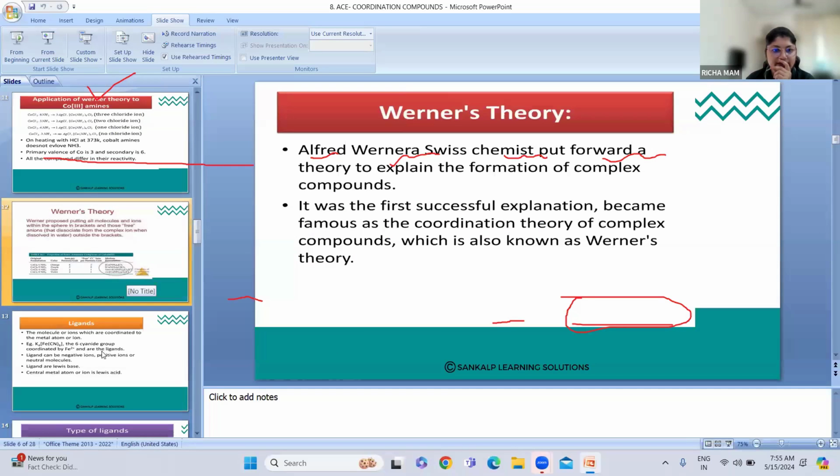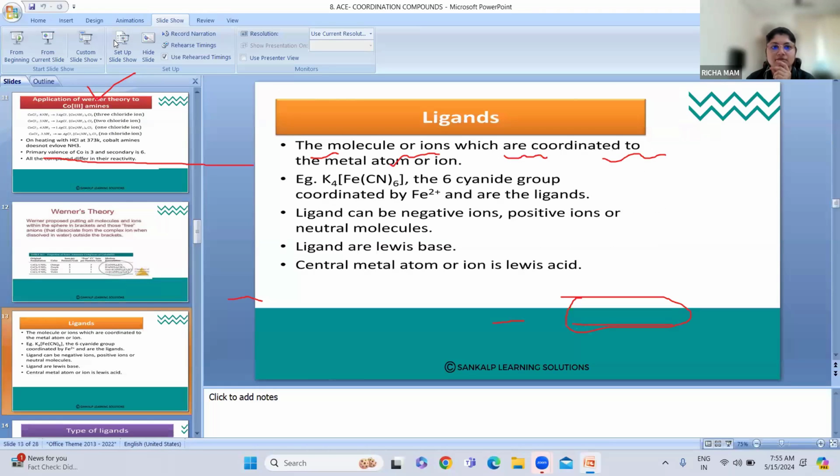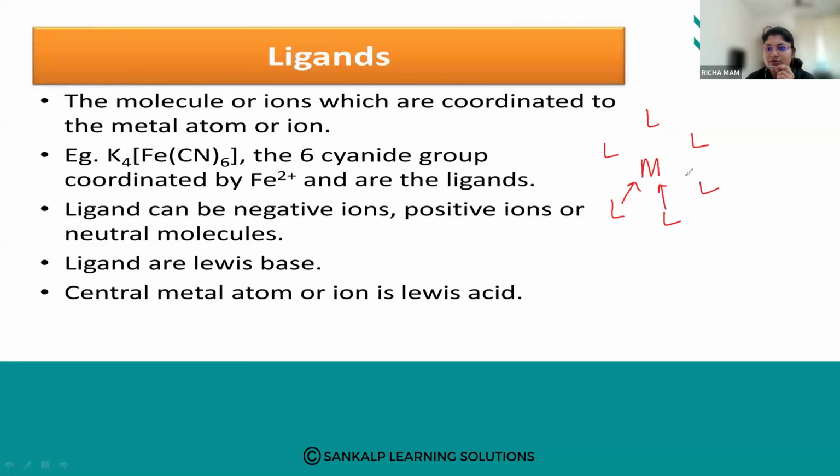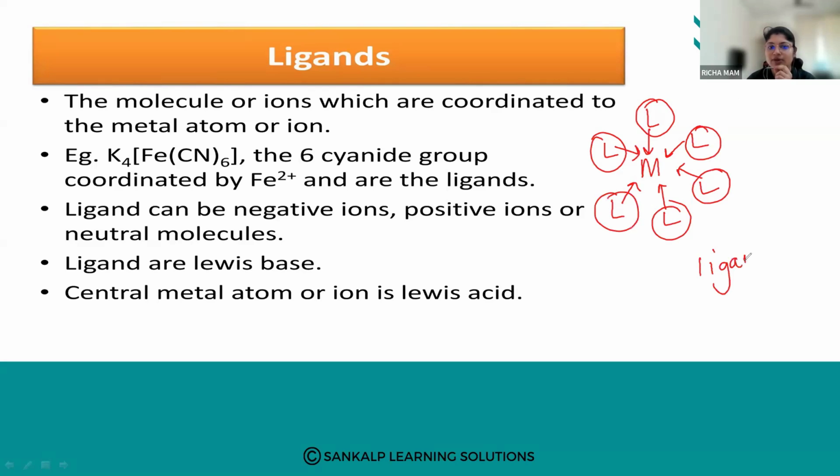Let us start with the ligands. The molecules or the ions which are coordinated to the central metal atom or ion are termed ligands. So the metal will be in the center and the ligands are surrounded by this metal. They are bonded through a bond. These ions or molecules are termed ligands.